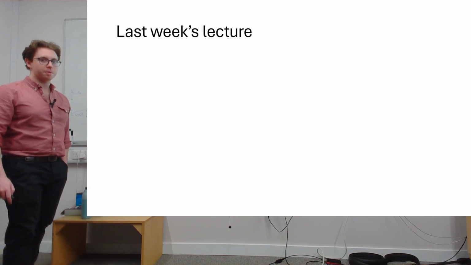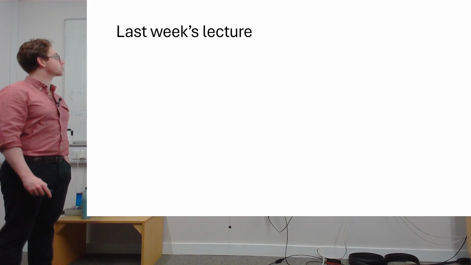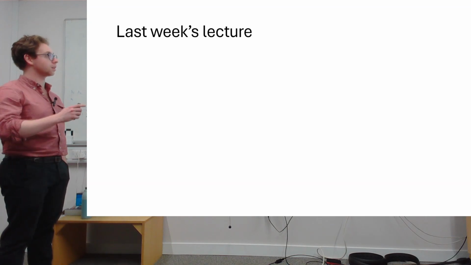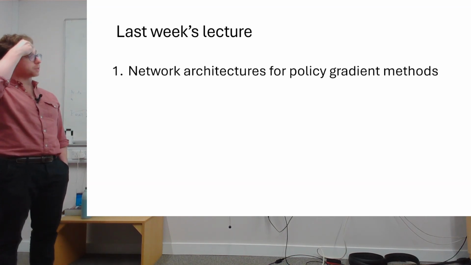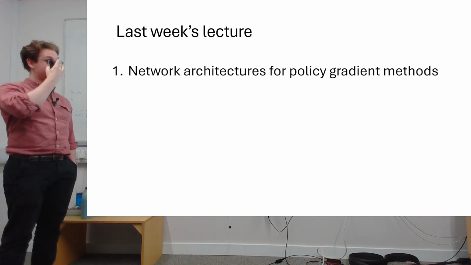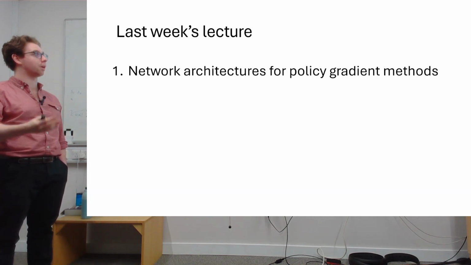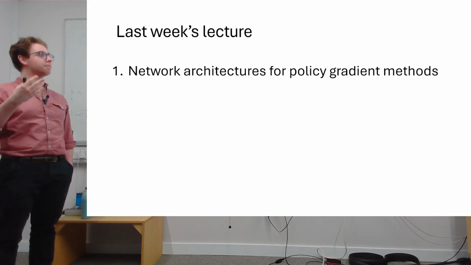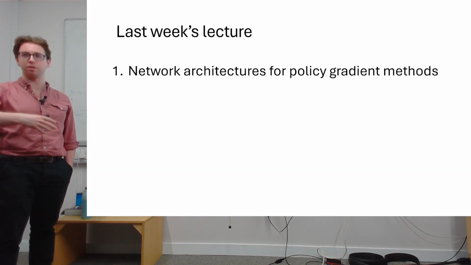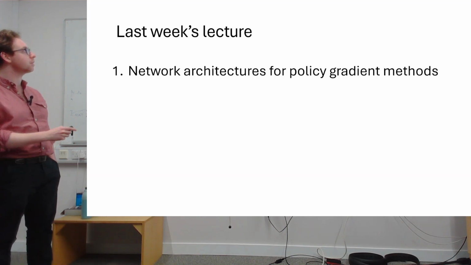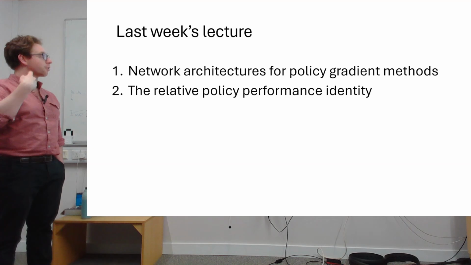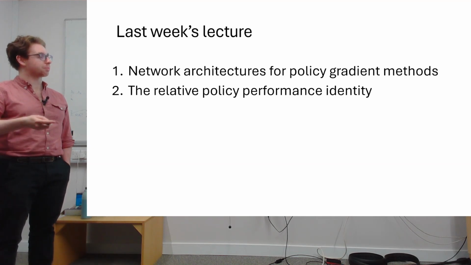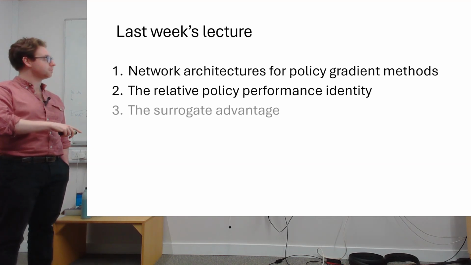Before we get started with this week's content, we'll briefly recap what we covered last week. Last week was on PPO. We started by discussing the architectures for policy gradient methods. How do you make your neural network? How do you set it up so that you can train it with a policy gradient method? We then talked about the relative policy performance identity, which we'll briefly recap at the start of today's lecture.